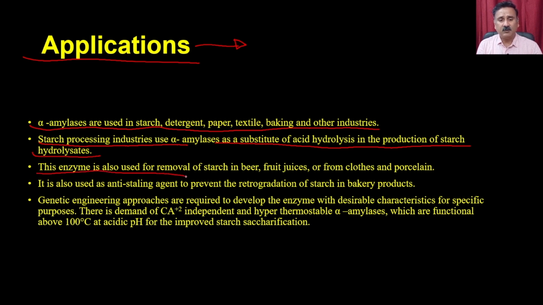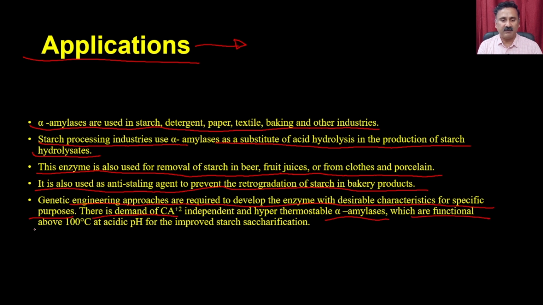This enzyme is also being used for removal of starch in the beer, fruit juices, or from the cloths and the porcelain. It is also used as an anti-staling agent to prevent the retrogradation of starch in the bakery products. And genetic engineering approaches are required to develop the enzyme with desirable characteristics for a specific purpose. There is a demand for calcium independent and hyperthermostable alpha amylase, which is functional above 100 degrees Celsius at acidic pH for the improved starch saccharification.